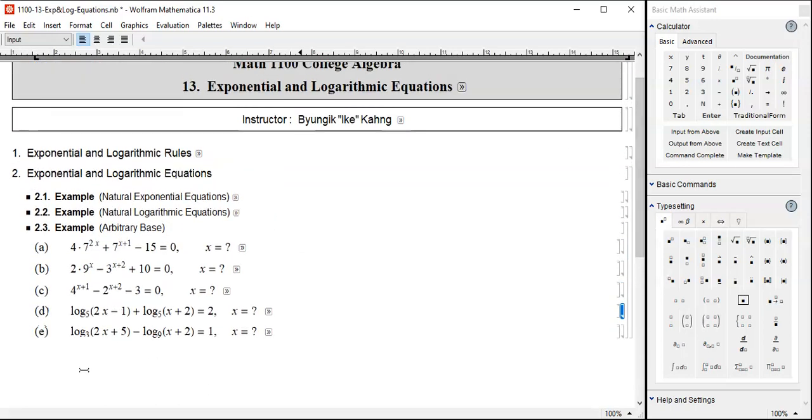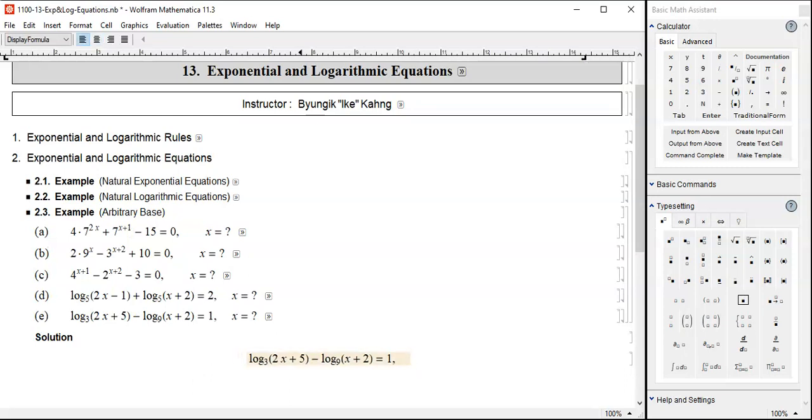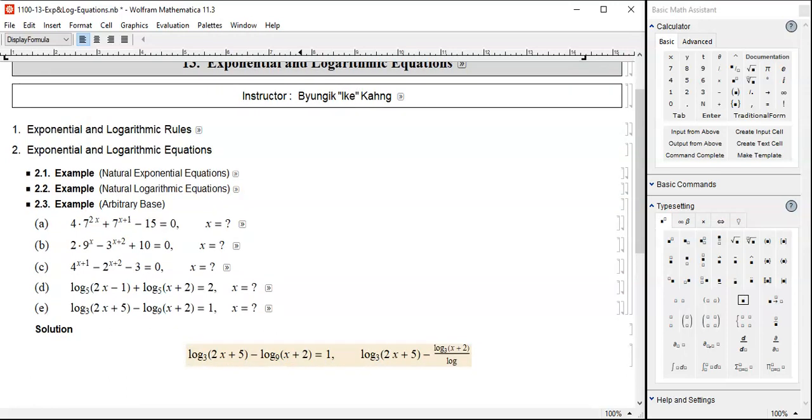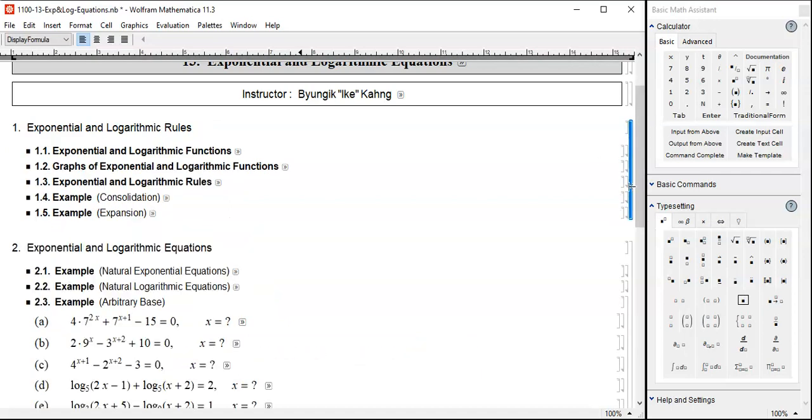Okay, we have one more problem here. We have two different bases, but they are related. I can change this into log base 3 by taking the change of base formula like this. So remember, change of base formula here.